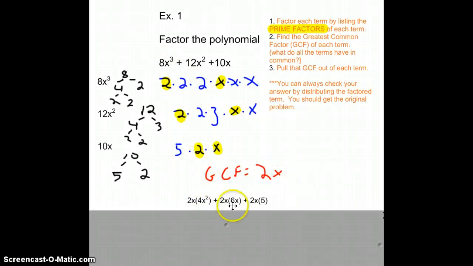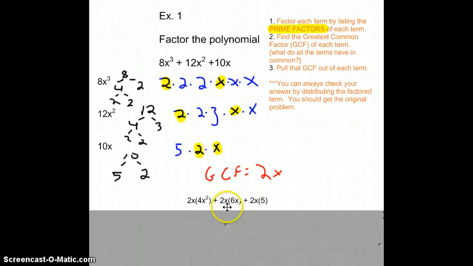Again, I pull out my greatest common factor out of that second term, 2x. Right? And look what would remain here. 2 times 3 is 6x. And you can always test it. 2x times 6x is 12x squared. 2x times 5 will give me 10x. Okay, so we figure out through prime factorization our greatest common factor, what they all have in common. And we pull that term out of each term.